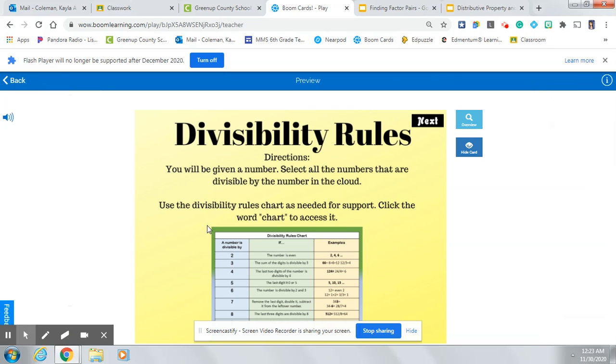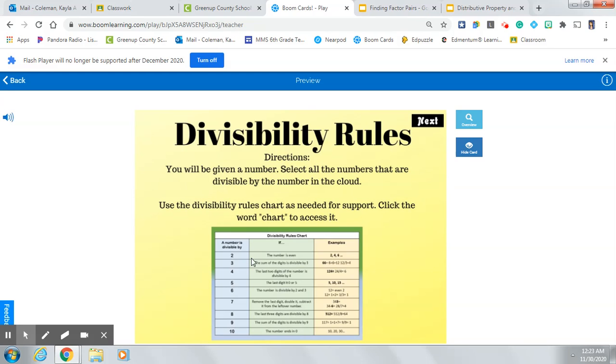Okay, the first page that you get to goes over the directions. It says you will be given a number. Select all the numbers that are divisible by the number in the cloud. Use the divisibility rules chart as needed for support. Click the word chart to access it. So divisibility means that you can divide a number by another number where that number goes into it evenly with a remainder of 0. So we're going to talk about that.